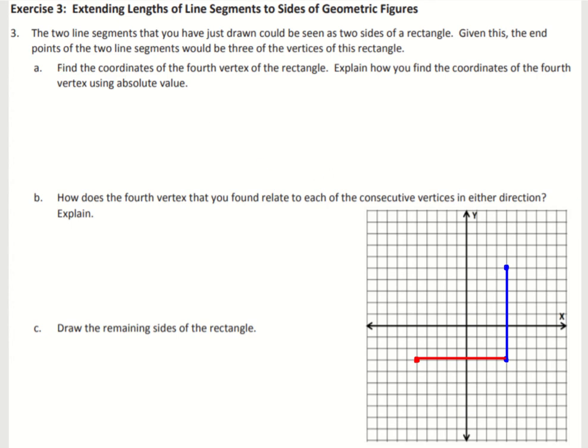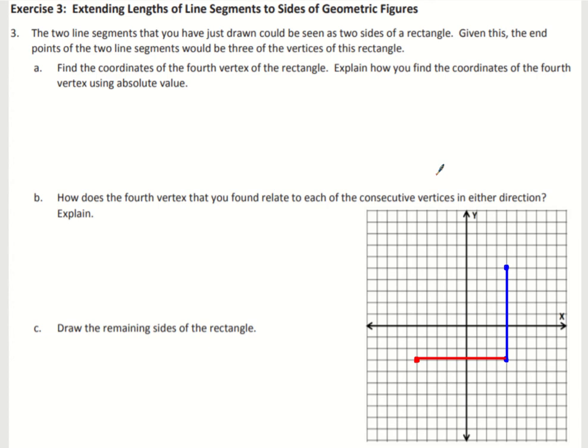So there is a very simple way that we could do this. If I were to just draw a line that's parallel to this one, aka just a straight horizontal line, and then a straight vertical line from this one, I could just find where those two lines intersect, and that would be my last vertex. But what it's asking us to do is explain how we found the coordinates of the fourth vertex using absolute value.